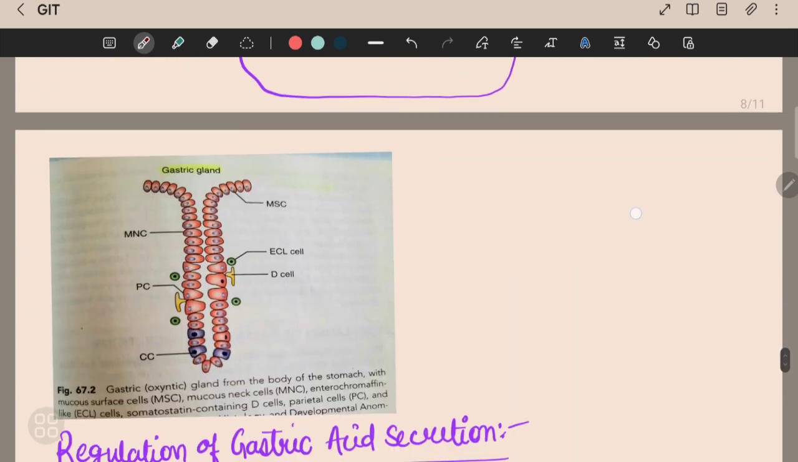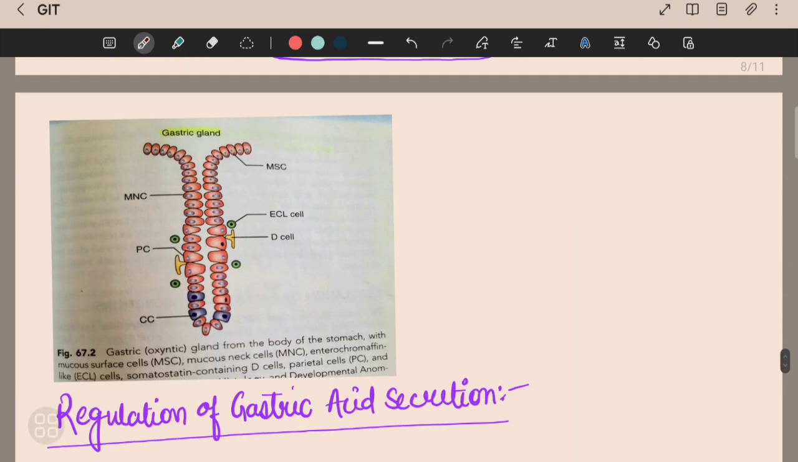If I show you the diagram, here you see the particular shape of the gland. This is the neck portion. There are the mucous surface cells present. There is the gastric gland, and there are the oxyntic cells present. And then other cells are there, like the somatostatin producing D cells. Then there are also enterochromaffin-like cells, ECL cells.